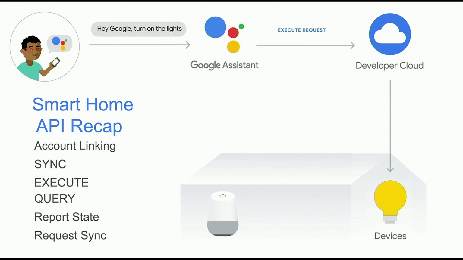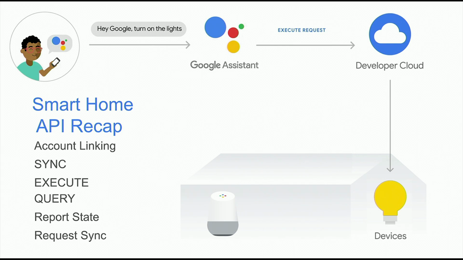The next set is a set of intents that go from Google Assistant to your cloud, which are sync, query, and execute. Sync is basically where you have an opportunity to tell Google about the devices that the user has, so what types they are, what traits, which is the functionality that those devices enable.